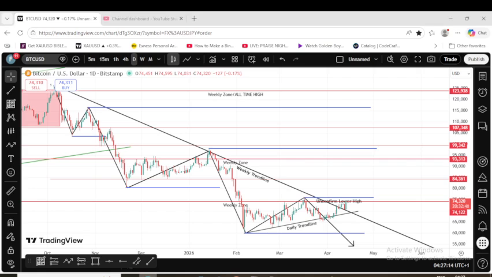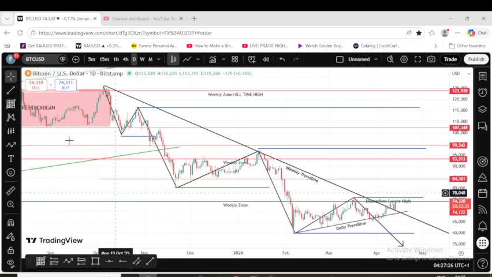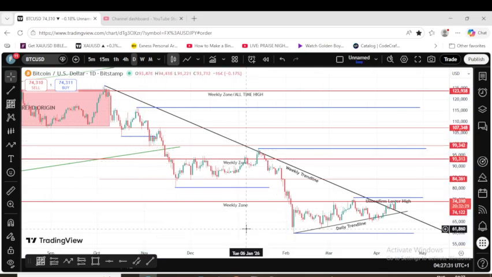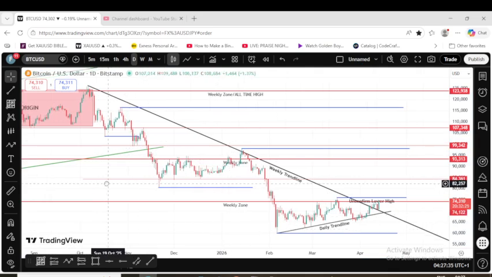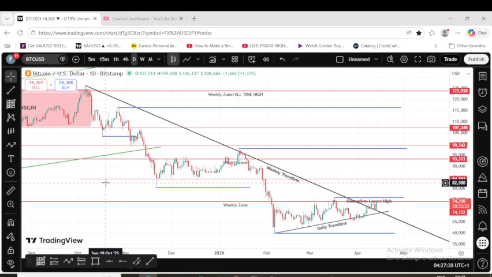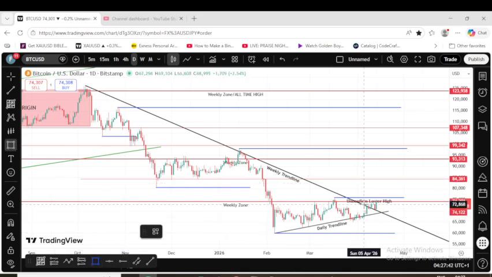Since we've already identified our zones on the weekly and daily time frames, we've identified our trend lines on the weekly and daily time frames. We've also identified our trend origin as well as our market structure. Now the only thing left for us to do is take a trade off of this market structure. So how are we going to take a trade off of this market structure?